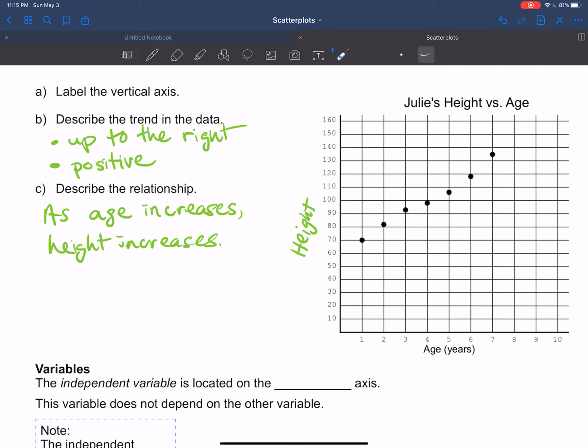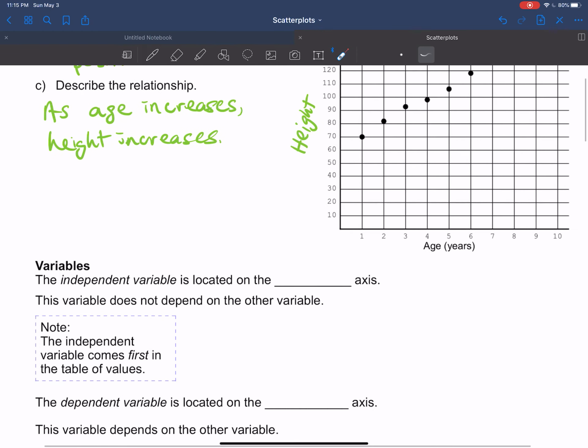It could be anything else. You could say as the time goes on, the money in my bank account decreases. So that could be a line that goes down like that. So it's always going to say as time increases or age increases, whatever is on the bottom axis, you could say as that increases, then describe what's happening to what's on the dependent axis.